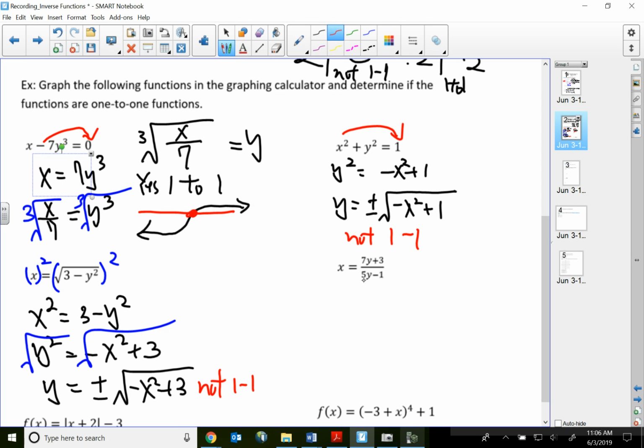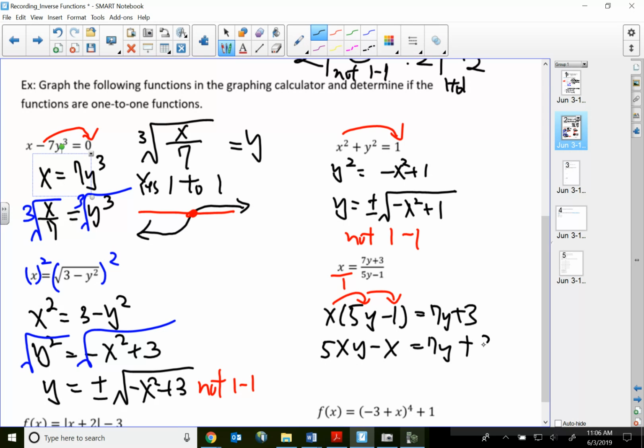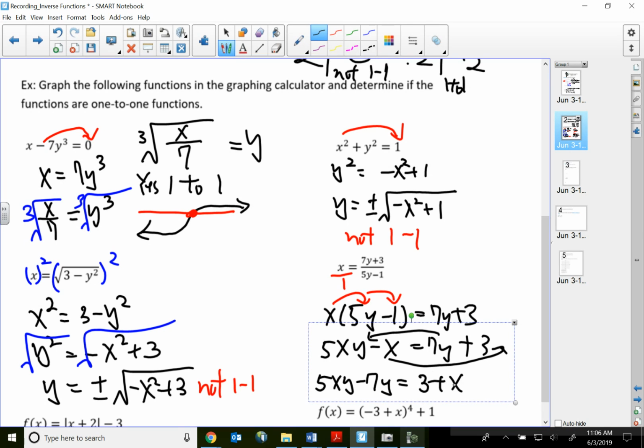All right. Okay, y by itself. If I do a little quick cross product, 7y times 1, 7y plus 3 times x times 5y minus 1. Let's write it this way for a minute. Since my variable term 5y is trapped inside the parenthesis, I got to do a distribution to bring it out. So that gave me 5xy minus x equal to 7y plus 3. All right, let me move the 7y over, negative x back. So that gave me 5xy minus 7y equal to 3 plus x.